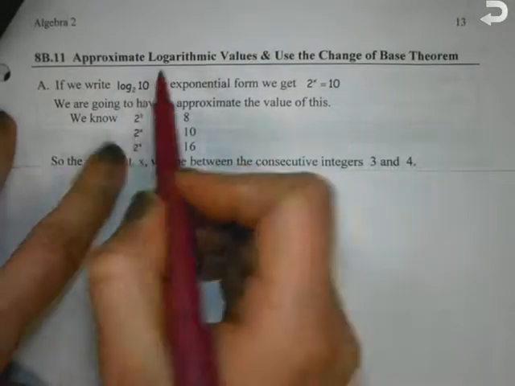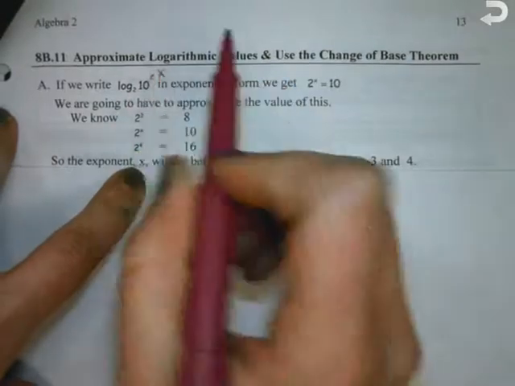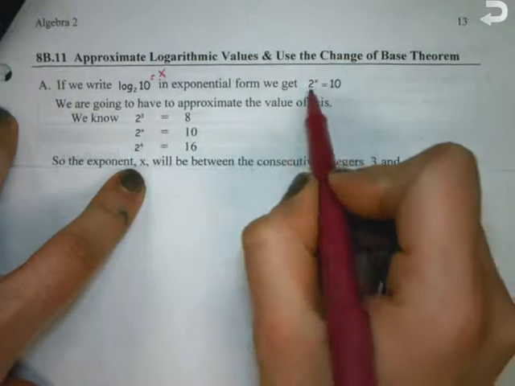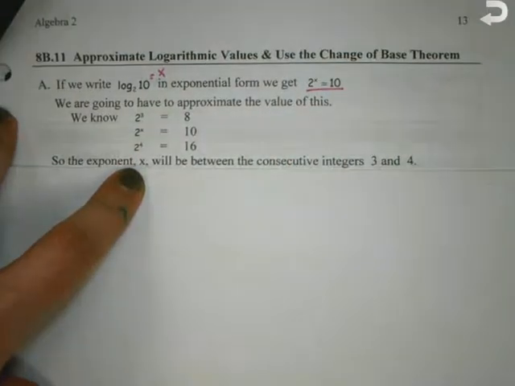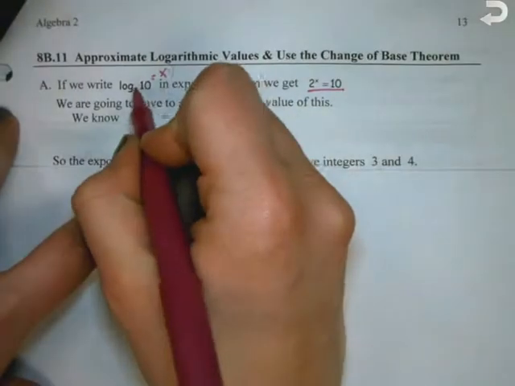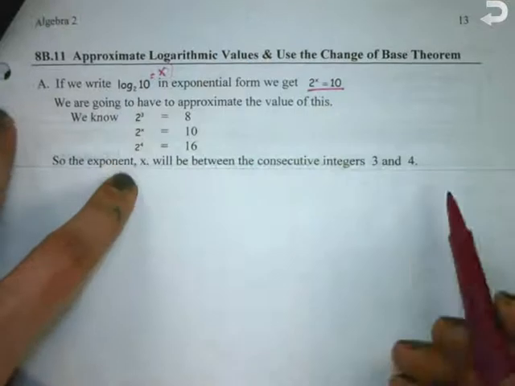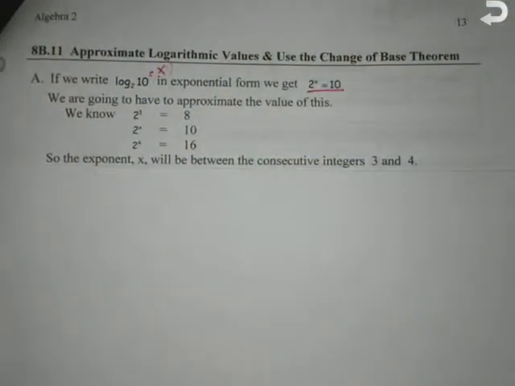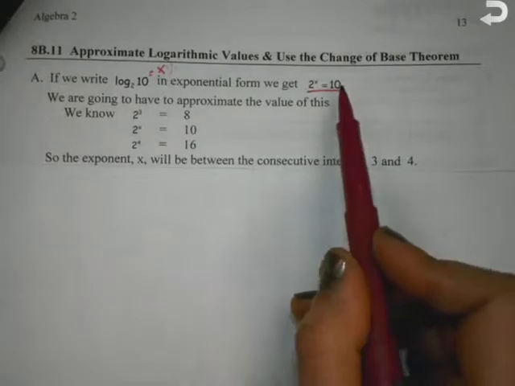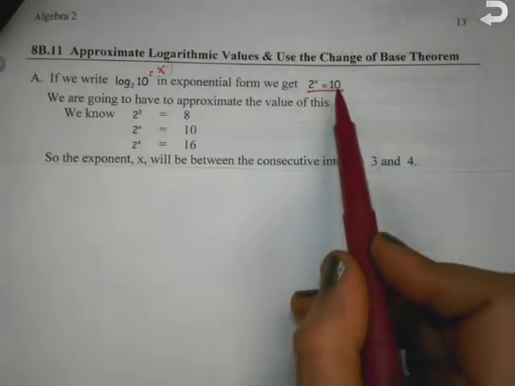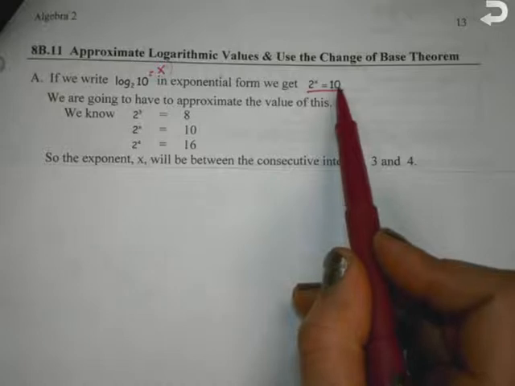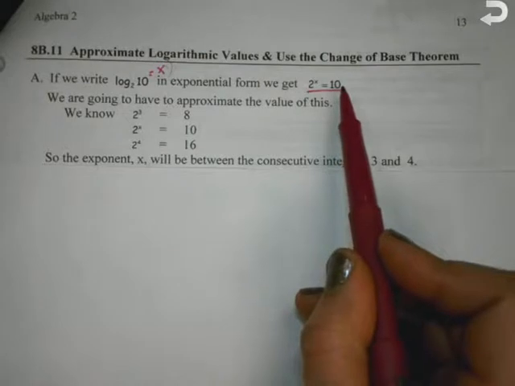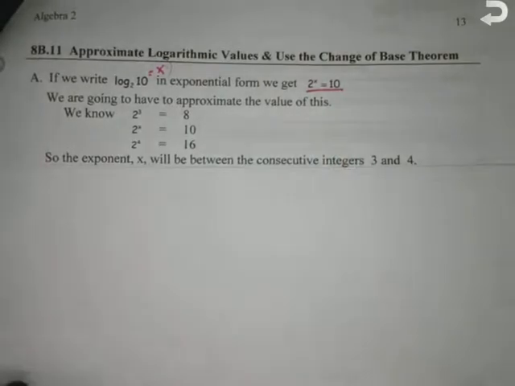So the first thing we have to recognize is, for example, if I have log base 2 of 10, I set that equal to x, and that's the same as 2 to the x equals 10, correct? Can you solve that for x? No. I can't think of anything that you could raise 2 to get an answer of 10. So what we have to do here is approximate the value.